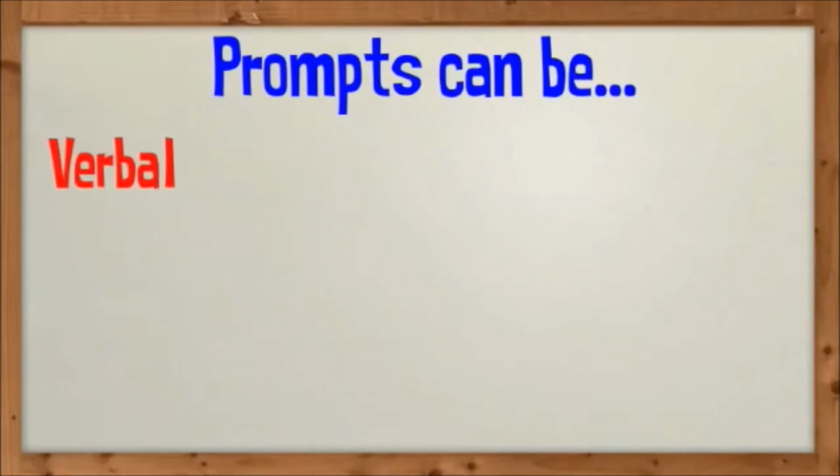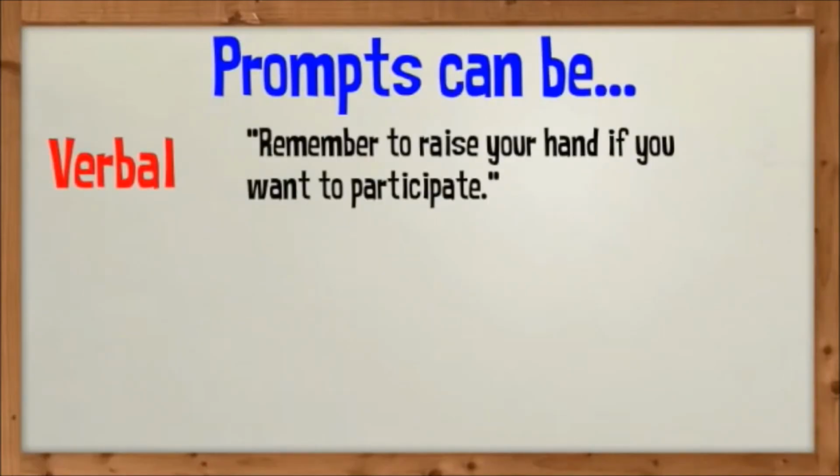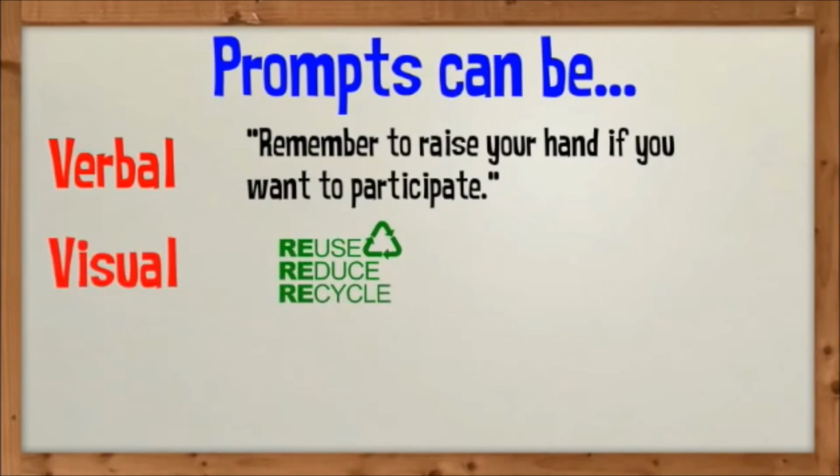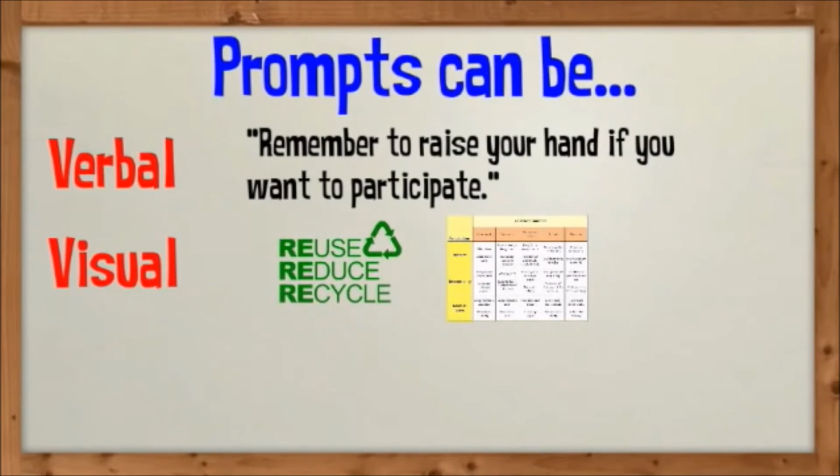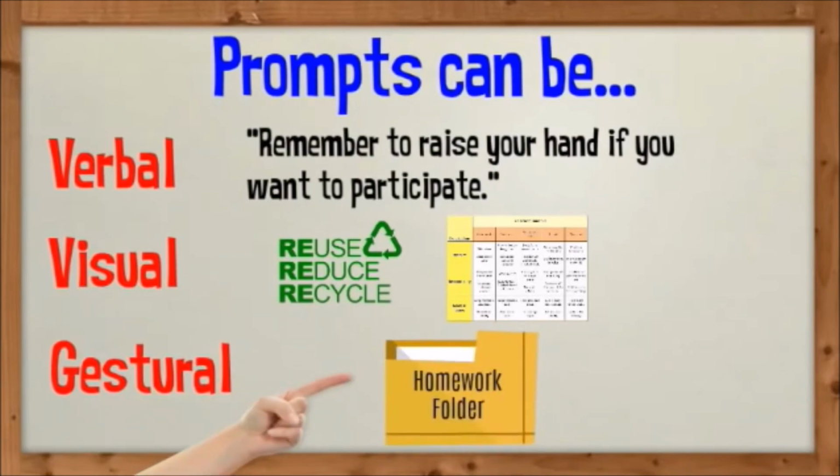Prompts in the classroom can be verbal. For example, remember to raise your hand if you want to participate. They can be visual. For example, a poster reminding students to recycle, or a poster of your class-wide expectations or matrix. Prompts can also be gestural, where you point towards the homework bin as students enter the room.